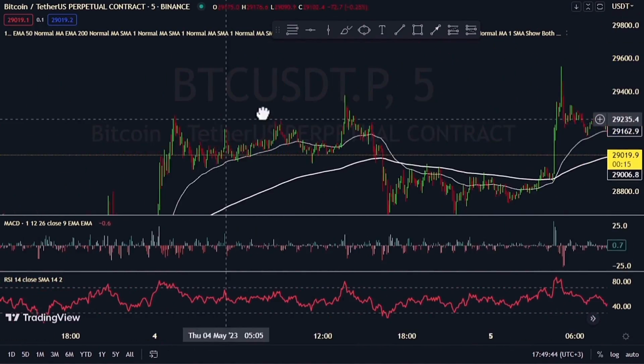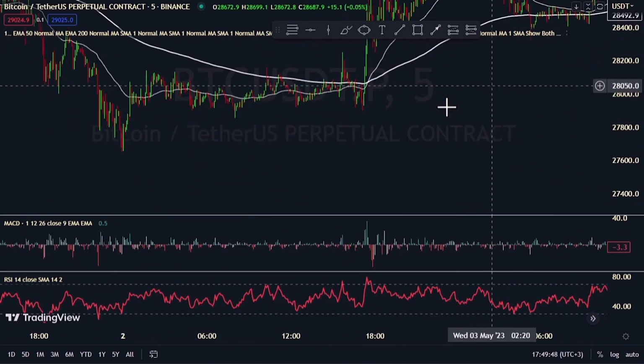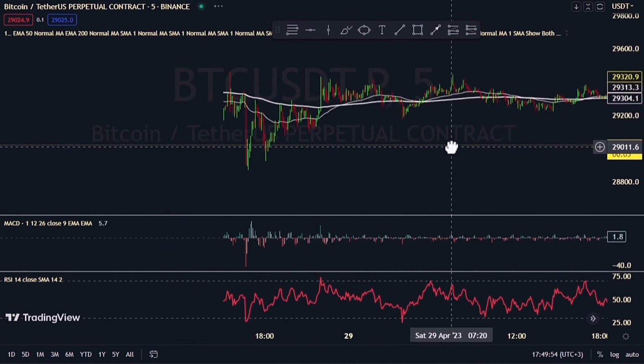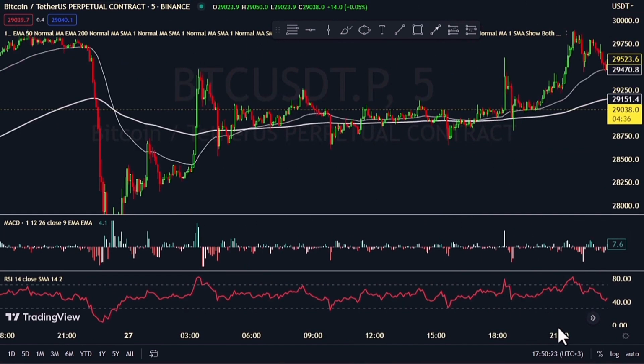And let's make some examples of how this exactly works. I really like this strategy because it gives you lots of signals, lots of entry points. It's crazy good. I really like it. Let's see how it works.